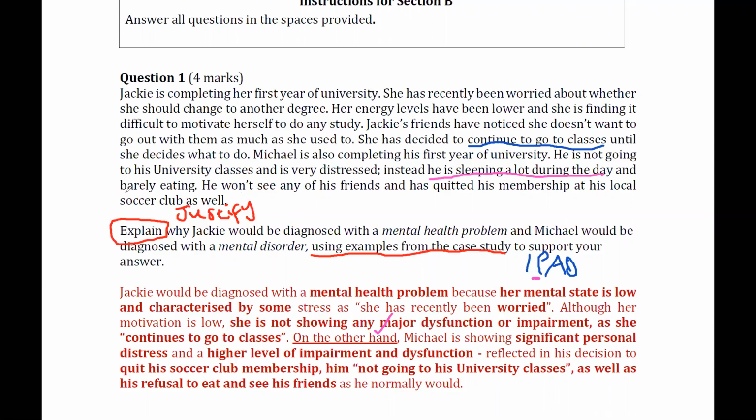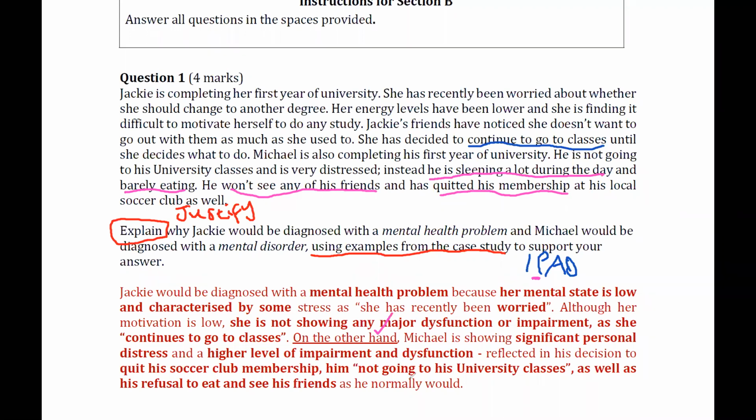Number 2, he's barely eating. Number 3, he won't see any of his friends at all. And he's quit his membership at his local soccer club. So those are pretty big blows in terms of his dysfunction, or in terms of his impairment. So he's showing a higher level of impairment, and those were the examples I just gave you before.